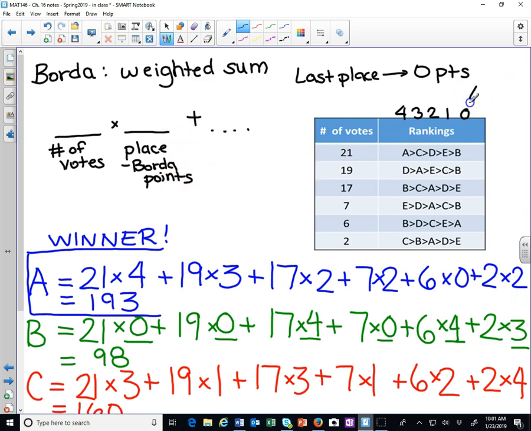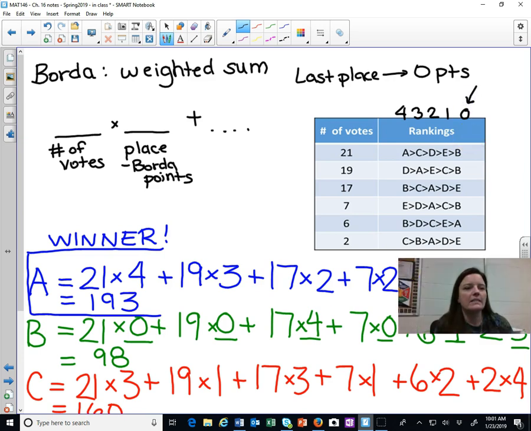So with Borda points, we always give last place 0 points. I think that's the easiest way to think about it. The other way to think about it is that they say first place always gets N minus 1 points. But I realize that students sometimes don't like when we put letters into math expressions, right? So N is talking about the number of options. If you have 5 options, then N minus 1 would be 4, right? 5 minus 1 would be 4. So that means first place would be 4 points.